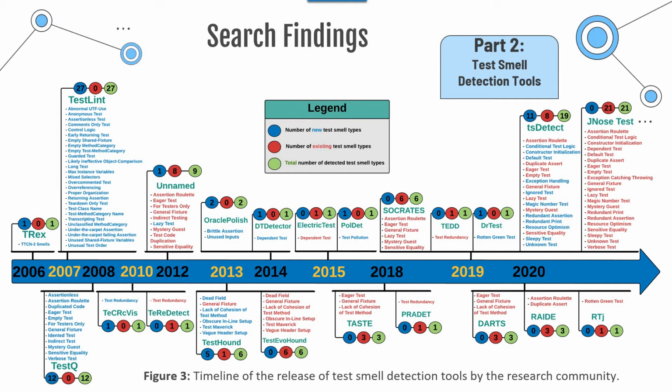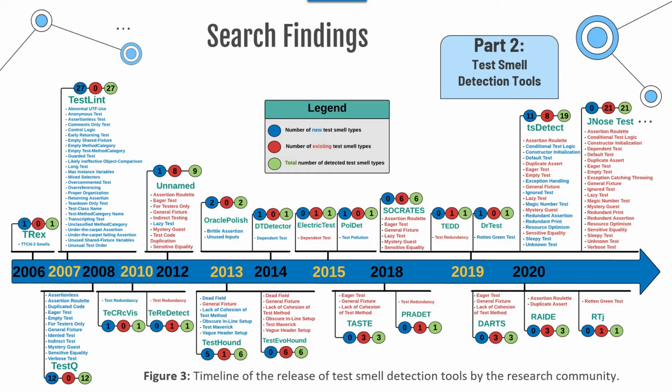So, the second part of the first research question presents the timeline of all the releases of the 22 test-smell detection tools, analyzing the test-smell detection tools one by one. If we look, there are three colors: blue, red, and green.